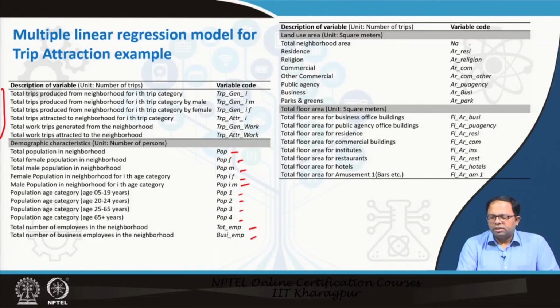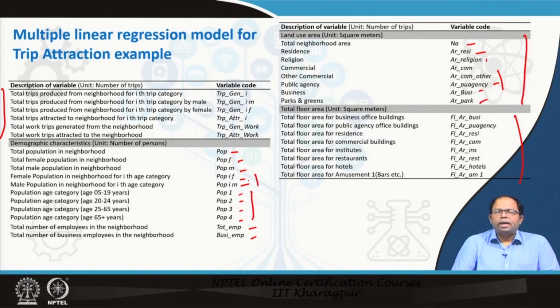Total neighborhood area, which is a continuous variable, or it could be area of residences, area of greens, area of business, area of public agency, all the commercial variables, and then religion and residences and so on. Total floor area also is considered for different kinds of buildings: office buildings, public agencies, residences, commercial institutes and so on. So, we have considered both building area as well as land use, but probably both are correlated, whereas we have also used population for different age groups, as well as subcategorized them as per gender.